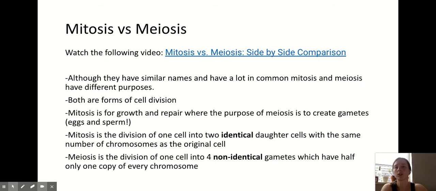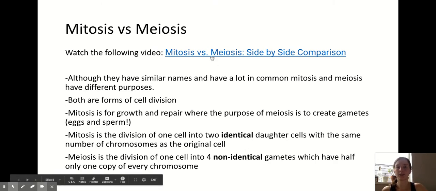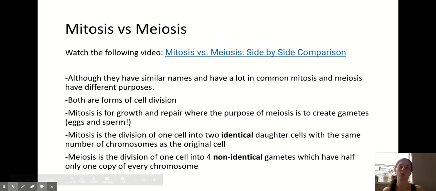All right, so mitosis versus meiosis. I wanted to start with mitosis because it's a little bit easier to understand the stages. There's a video here that's mitosis versus meiosis, a side-by-side comparison, and I would definitely recommend watching that. It explains it really well. So mitosis and meiosis have similar names, and they do actually have a lot in common. Like they're both forms of cell division, right? But the big picture is mitosis is for growth and repair. Meiosis makes gametes.